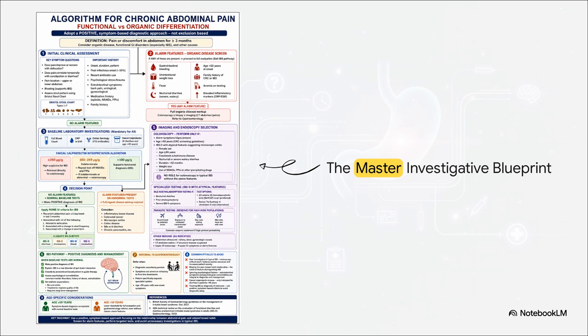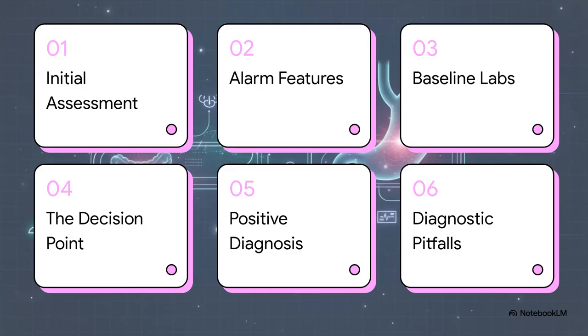This right here is our master investigative blueprint. It maps out the entire diagnostic journey, moving systematically from that initial clinical assessment all the way through to positive diagnosis and management. We're going to break down this whole pathway step by step so you can apply it seamlessly in your own practice. To keep us perfectly oriented, here are the 6 key phases of our clinical investigation, taking us from the initial assessment all the way to avoiding common diagnostic pitfalls. Let's get right to it.